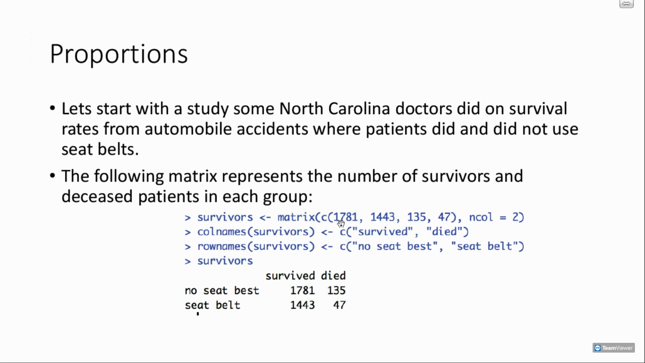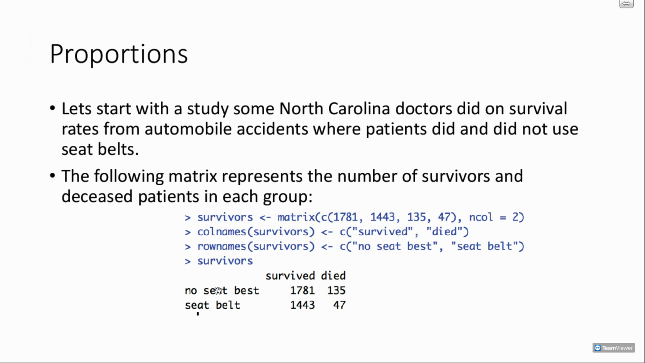So we have just four numbers here, 1781 and so on, and we are putting them into two columns. We are creating this matrix. It has no seat belt and seat belt as the row names, and how many survived and how many died.